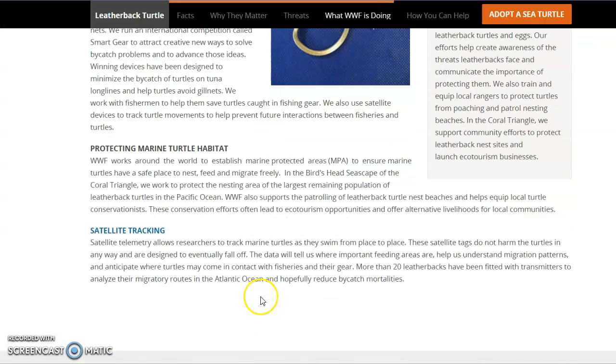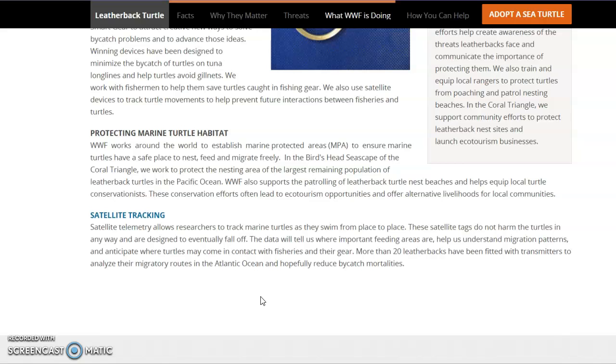Okay, so now if I continue to read on, satellite telemetry allows researchers to track the animals as they swim from place to place. These satellite tags do not harm the turtles in any way and are designed to eventually fall off. The data will tell us where important feeding areas are, help us understand migration patterns, and anticipate where turtles may come in contact with fisheries and their gear. More than 20 leatherbacks have been fitted with transmitters to analyze the migratory routes in the Atlantic Ocean and hopefully reduce bycatch mortalities.